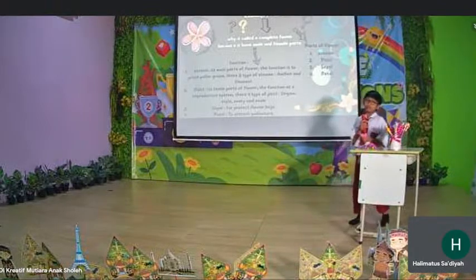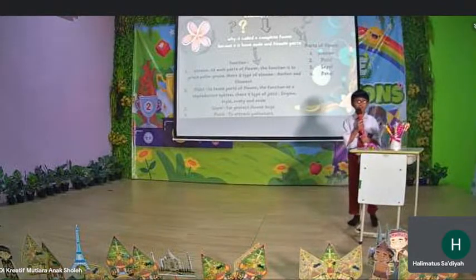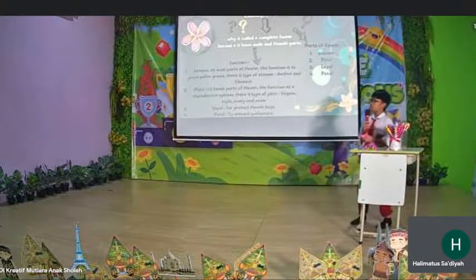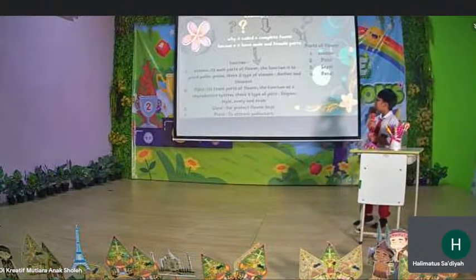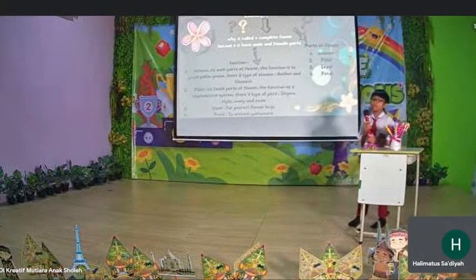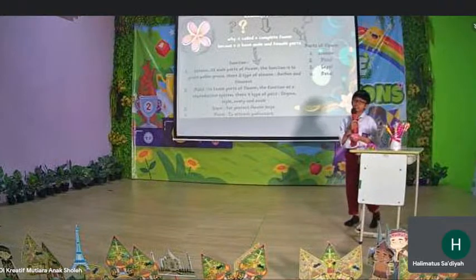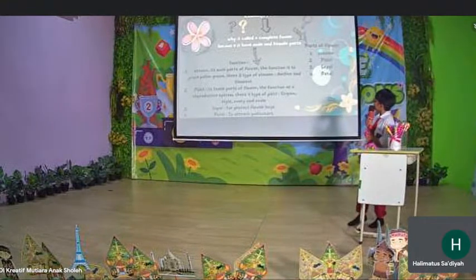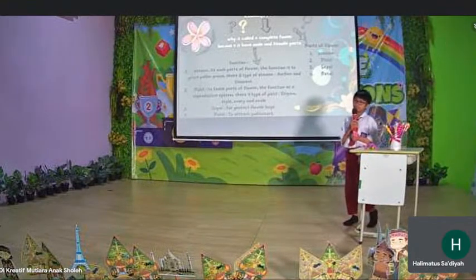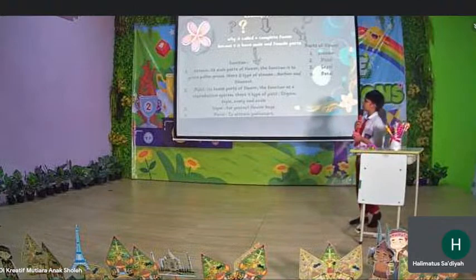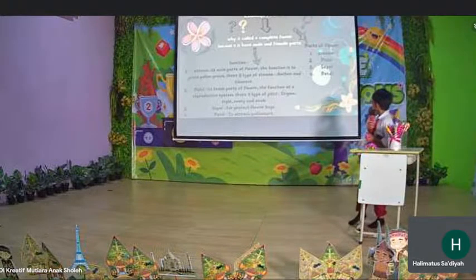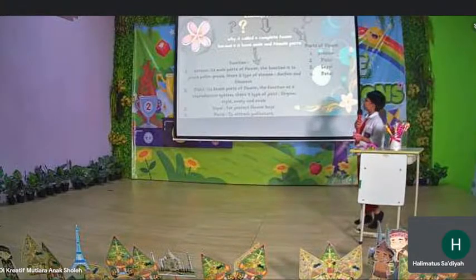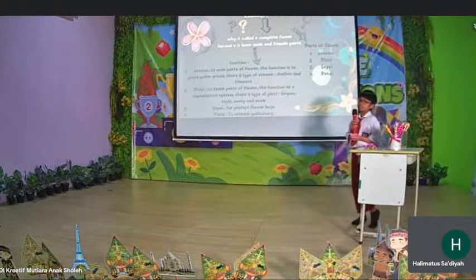Today I will present about Kamboja flower, or the English name is Plumeria flower. Kamboja flower is a complete flower. Why is it called a complete flower? Because it has male and female parts. And then there are some parts of flower. The first is stamen, second is pistil, the third is sepal, and the fourth is petal.